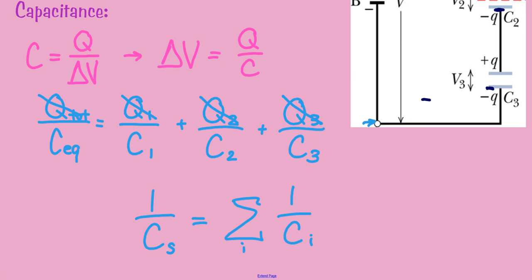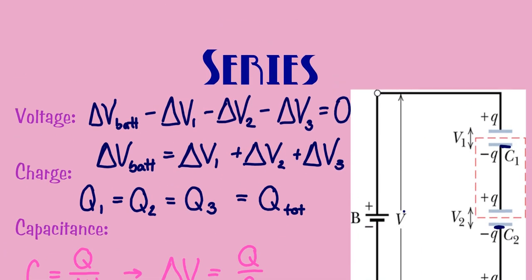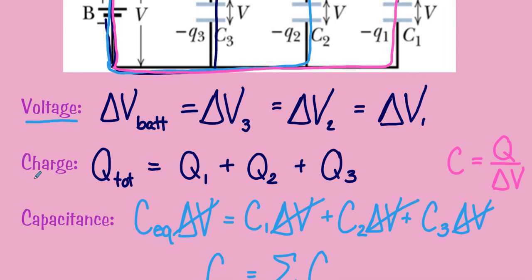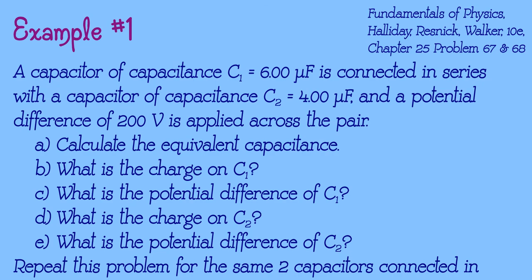Even though we just went through the derivations for equivalent capacitance in series and in parallel, it's important that you know how we got there. But you are allowed to use those equations since they're on your equation sheet. What does not appear on your equation sheet are the voltage and charge rules for series and parallel circuits. Rather than memorizing these rules, my suggestion is to focus on understanding why these rules are the case. As you know, the AP test is often written to check your understanding rather than your memorization.